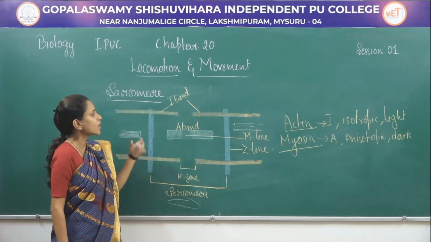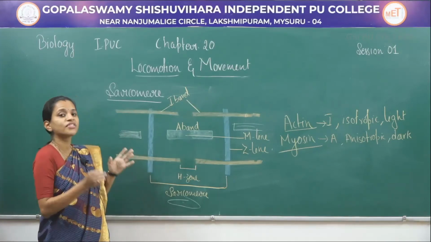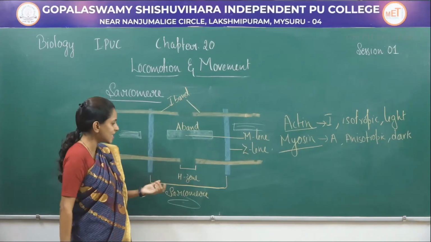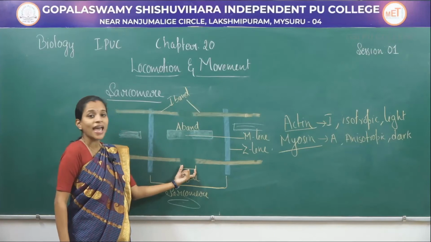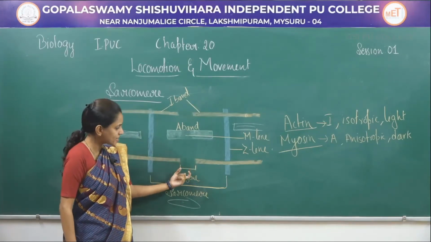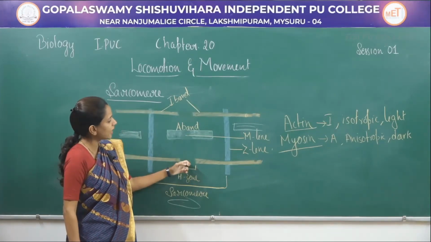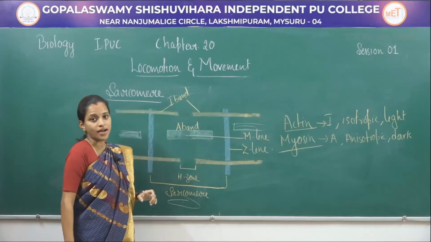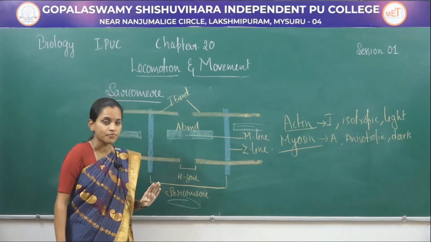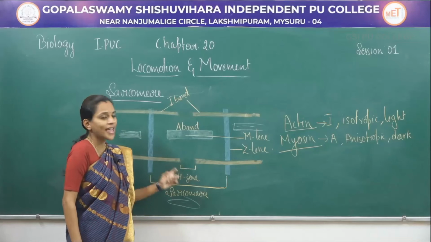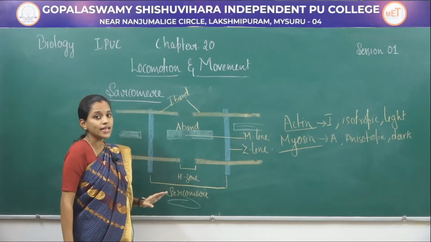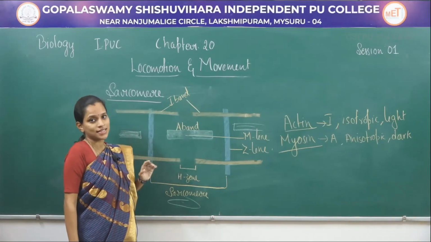If the sarcomere or the muscle is in its relaxed state, then you can see an H zone here. It is a space from which the observer can observe a part of the A band and a complete I band. That is what is called the H zone. This is when the muscles are in the relaxed state.